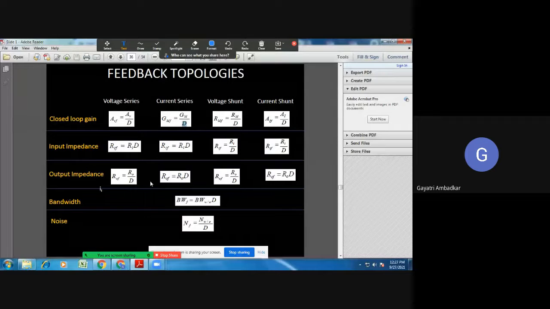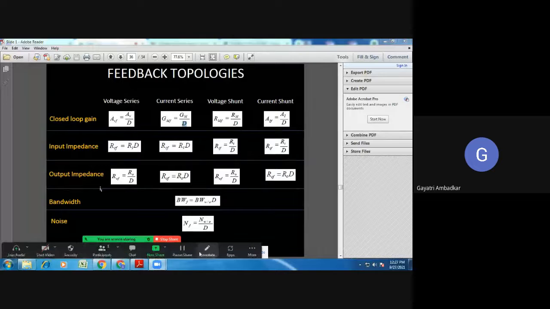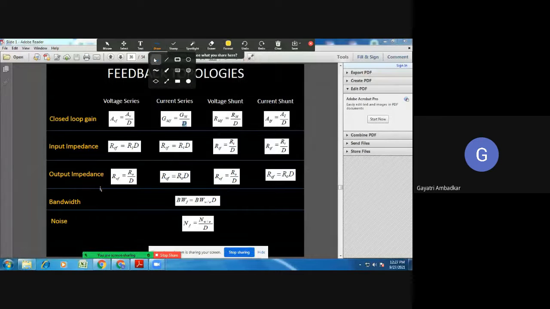Let me clarify here. When we say gain, we say that gain decreases in negative feedback amplifier. Now, what are our gain definitions we have seen in the types of amplifier? Gain, when it's a voltage amplifier, we call it gain AV without feedback and AVF with feedback.